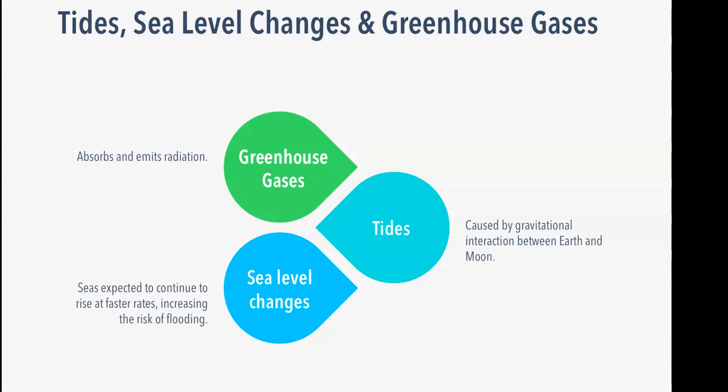A greenhouse gas is a gas in an atmosphere that absorbs and emits radiation. This process is the fundamental cause of the greenhouse effect. The primary greenhouse gases in Earth's atmosphere are water vapor, carbon dioxide, methane, nitrous oxide, and ozone.